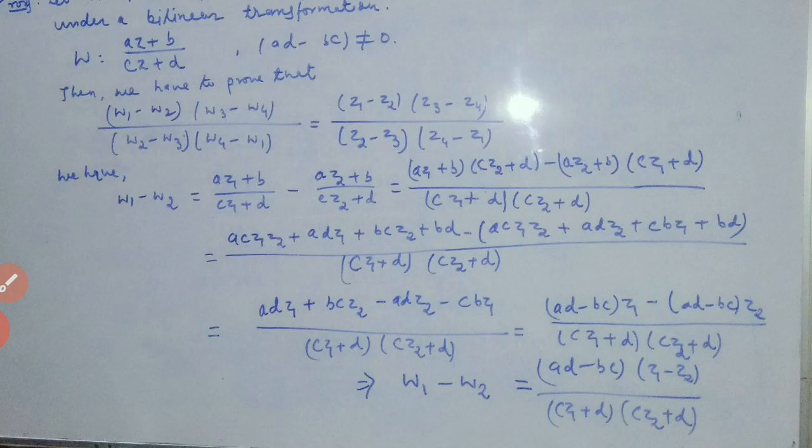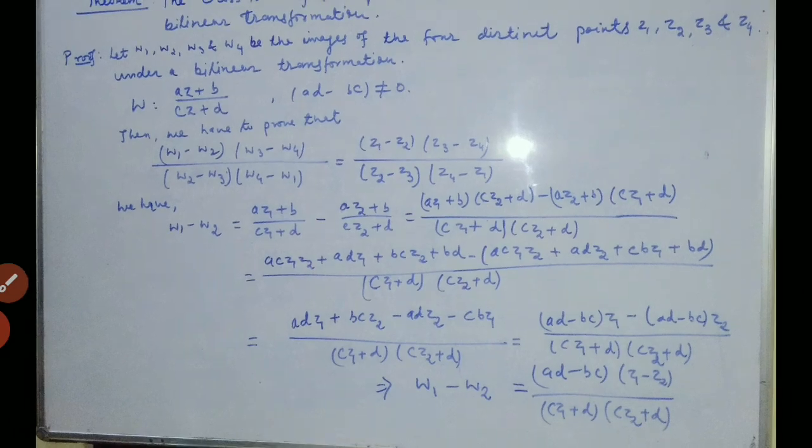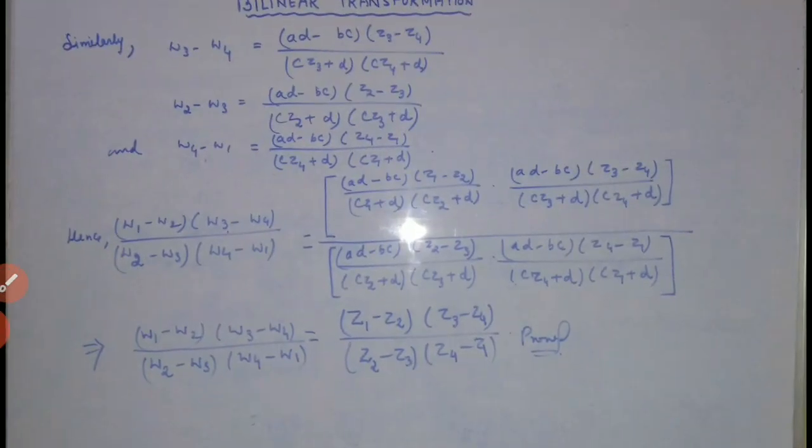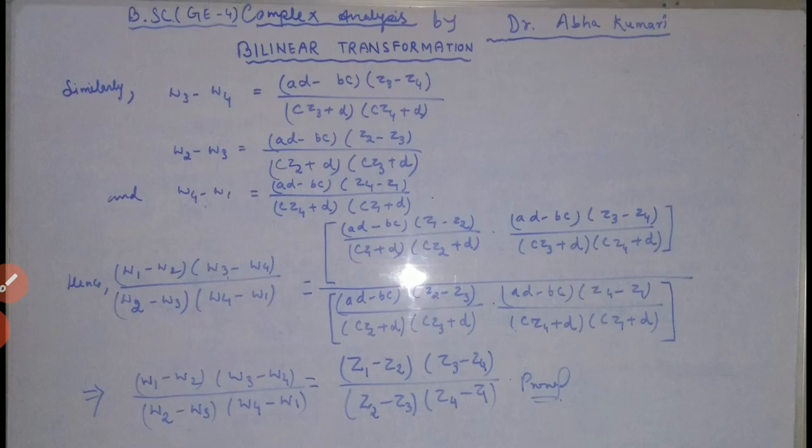So in a similar pattern, we will find the value for W2 minus W3, thereafter W3 minus W4, W4 minus W1. So we can write similarly that W3 minus W4 equals (AD minus BC)(Z3 minus Z4) divided by (CZ3 plus D)(CZ4 plus D). Remember, whenever you have 3 minus 4 in W, then here we have Z3 and here Z4.